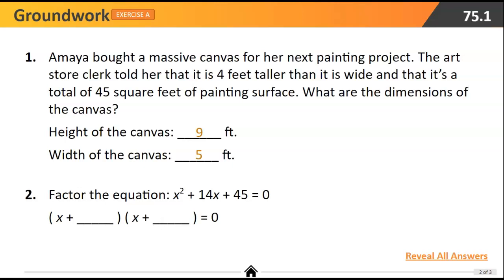Which means 9 and 4. This equation factors, so we're going to break out which two numbers multiply to be 45 that add to be 14. Those two numbers are 9 and 5.